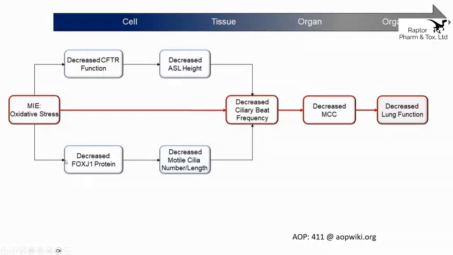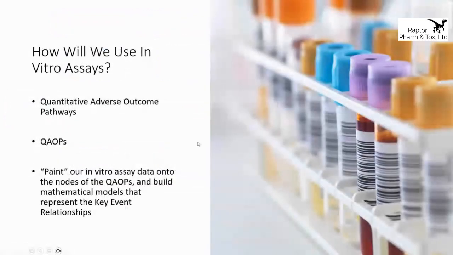In the particular group that I'm working with right now, we're actually using full-on mathematical models that explain going from oxidative stress, let's say, to decreased FOXJ1 protein expression, or activity, I should say, and then going from this decreased FOXJ1 protein activity to decreased motile cilia number and length on down the line. So each one of these KERs is a mathematical function in the QAOP that we're writing up the paper on right now. And hopefully we'll submit it in January or February. We'll see how that goes.